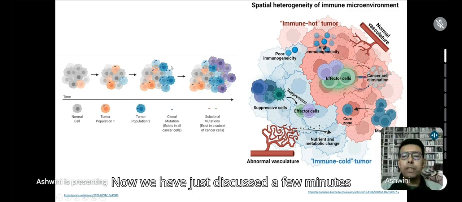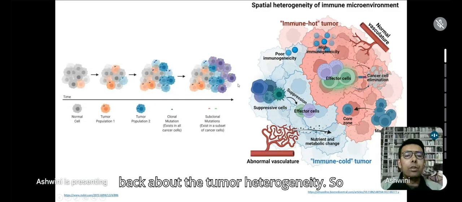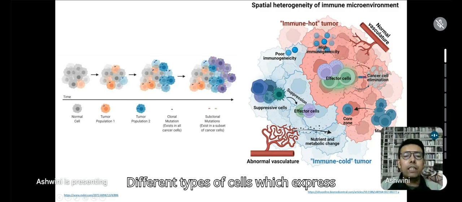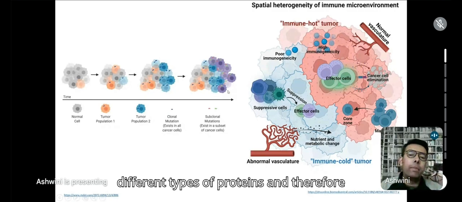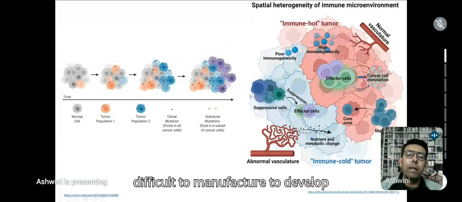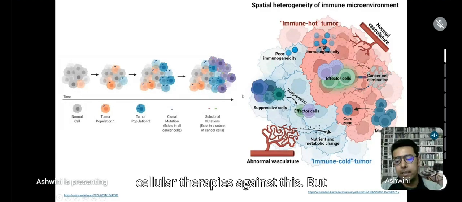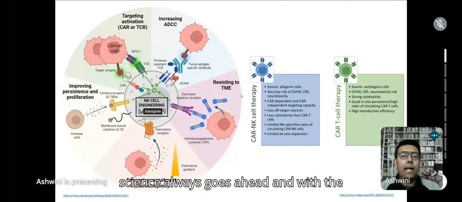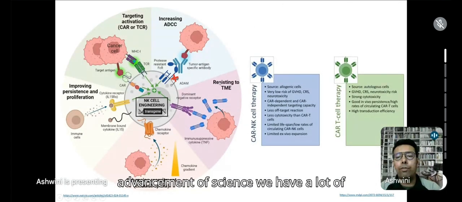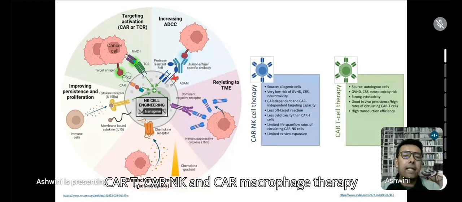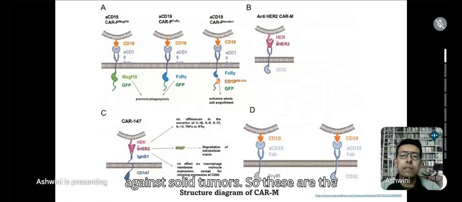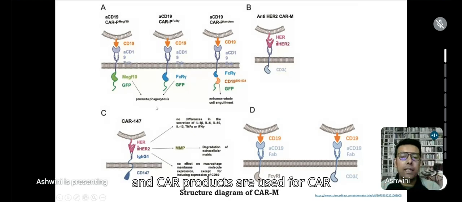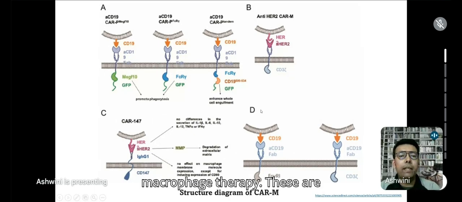Now, we discussed a few minutes back about tumor heterogeneity. In a solid tumor, we have different types of cells which express different types of proteins. And therefore, because of this heterogeneity, it is difficult to develop cellular therapies against it. But still, the beauty of science is that science always goes ahead. And with the advancement of science, we have a lot of CAR T, CAR NK, and CAR macrophage therapies against solid tumors. So these are some of the targets and CAR products used for CAR macrophage therapy.